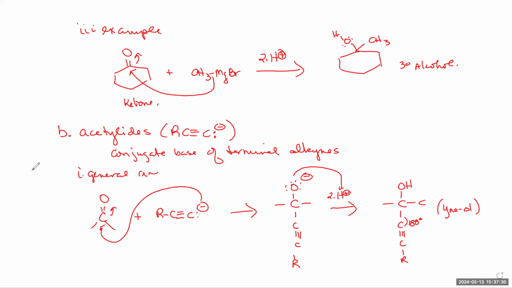And just to refresh your memory, how would we make this acetylide? We'd start with a terminal alkyne and react it with a strong base, something like amide would do it. And so you can make the acetylide from the terminal alkyne, and you would end up with this ynol as a product. And so let's do a specific example.